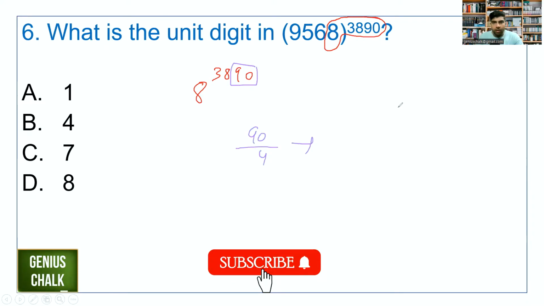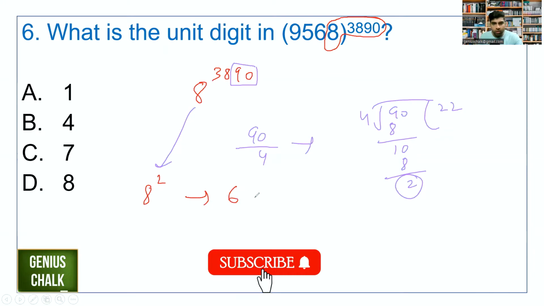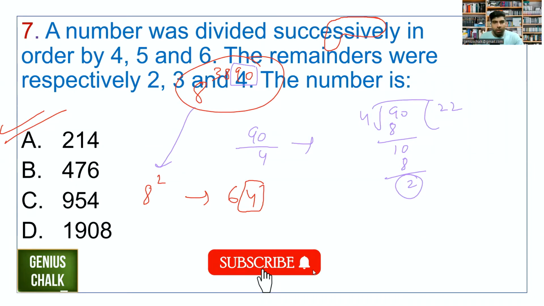If you divide, it is 88 is gone. You see, 4 2s are 8. Then 1 0. 4 2s are 8. 2 is left. That means I can say that the remainder is 2. That means 8 to the power square is the answer. What is 8 square? 64. That means the answer is 4. So we have done this type of question already, like in the first question. Okay, so please watch that again if you have any doubt.